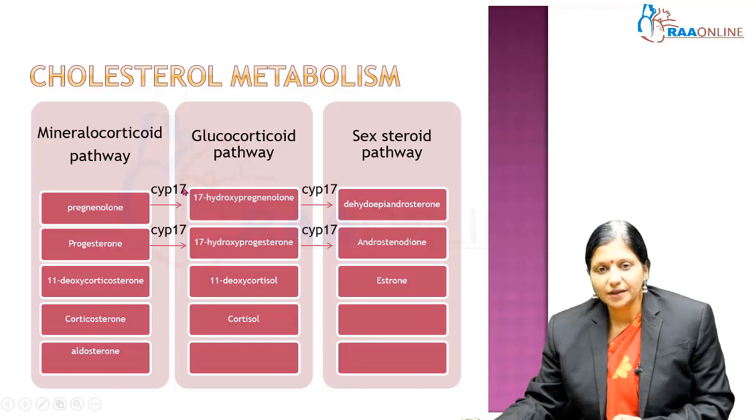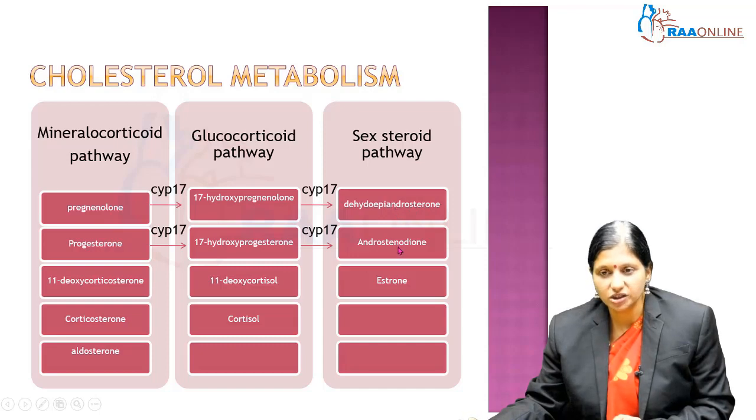Now CYP17 enzyme function can deviate pregnenolone to 17-hydroxypregnenolone, which gets converted to 17-hydroxyprogesterone, then to 11-deoxycortisol, and then to cortisol. This CYP17 also deviates 17-hydroxypregnenolone to the sex steroid pathway and forms dehydroepiandrosterone, which gets converted to androstenedione, which is finally aromatized to estrone.